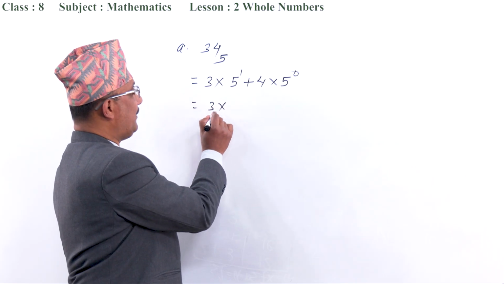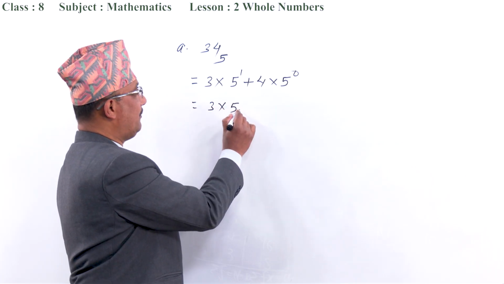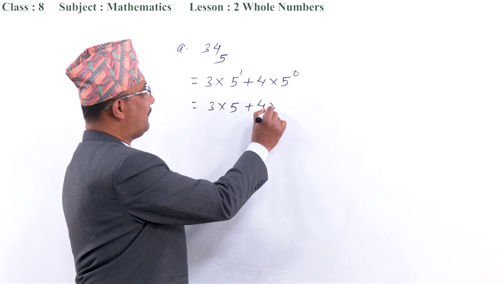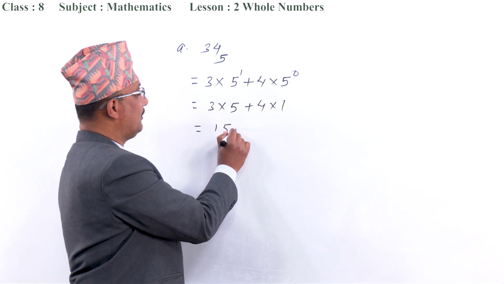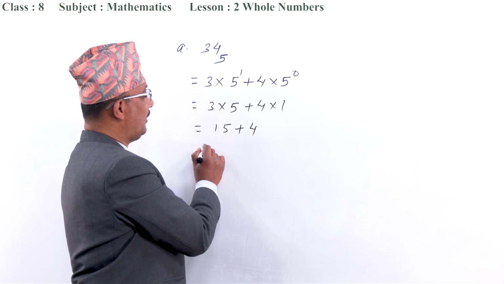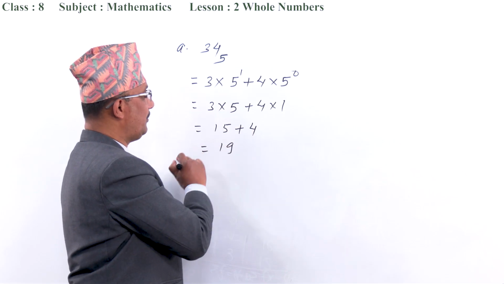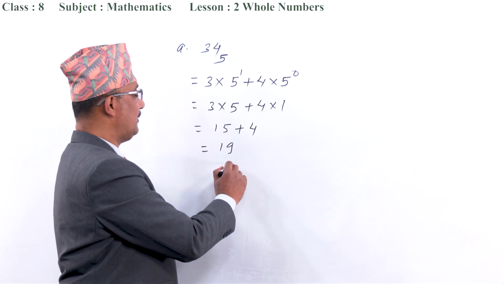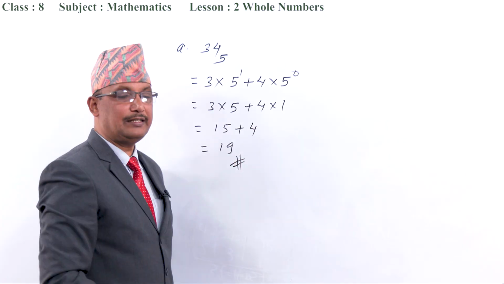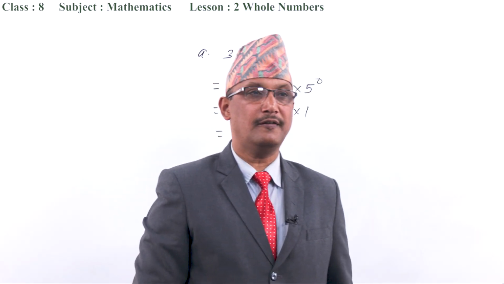3 times 5 to the power 1 means 5, plus 4 times 5 to the power 0 means 1. So 3 5s are 15 plus 4 1s are 4. If you add these two, it will be 19. So 34 of quinary number system is equal to 19 of decimal number system.